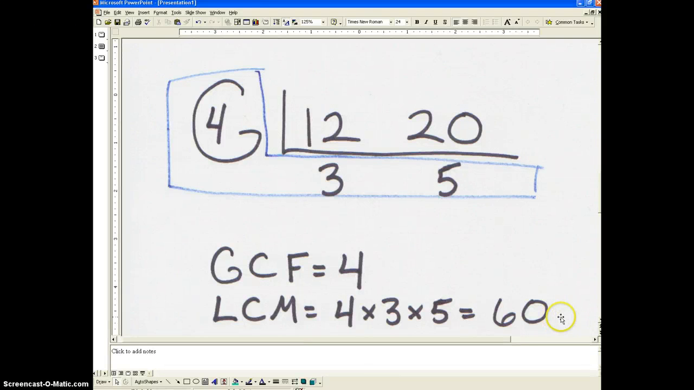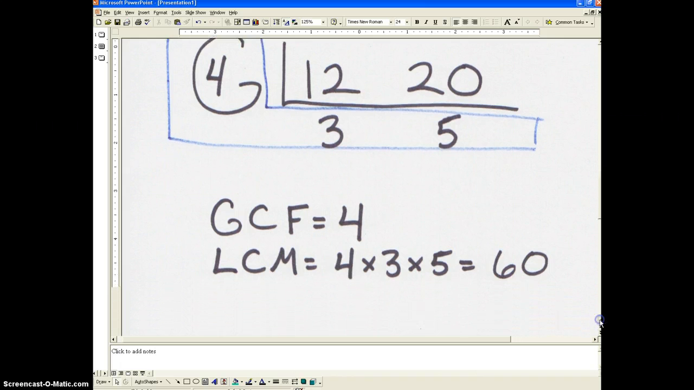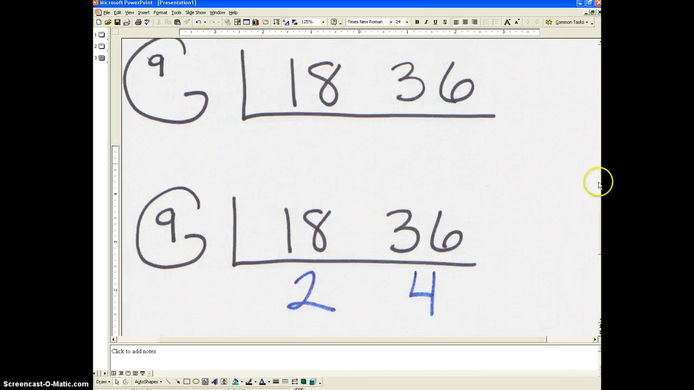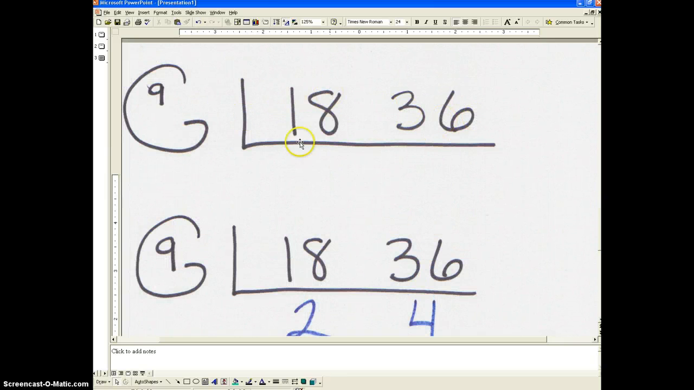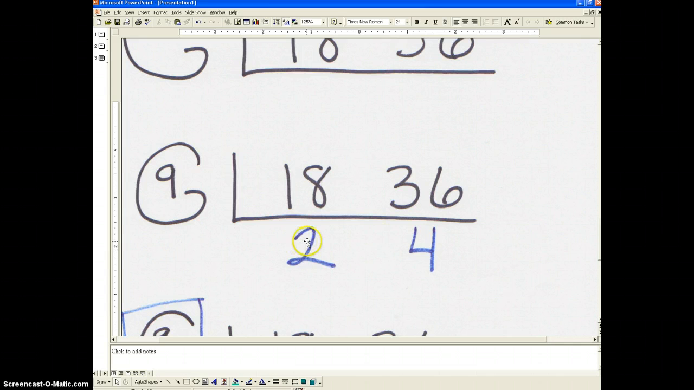Now, in both of these examples, I have picked the GCF on my first try, but sometimes the numbers are a little trickier. If you don't pick the GCF on the first try, no problem. I'll show you what to do. So here I want to find the GCF and LCM of 18 and 36. I notice that 9 can divide evenly into both of those numbers. So I write 9 inside my G. I divide that, but then I notice a problem.